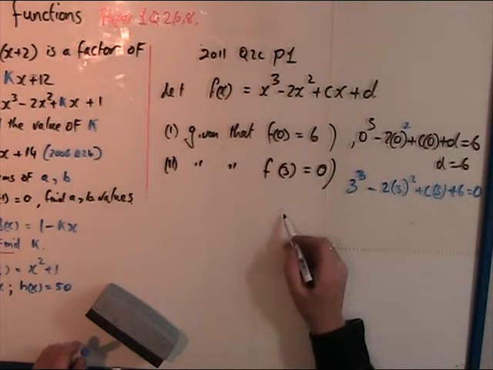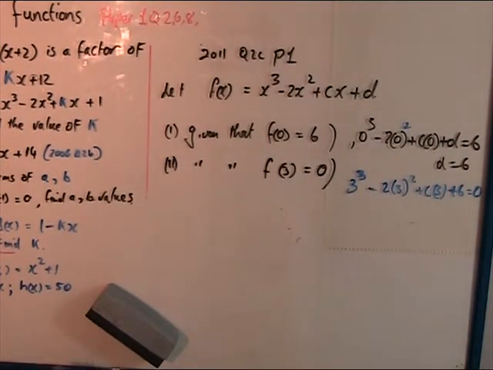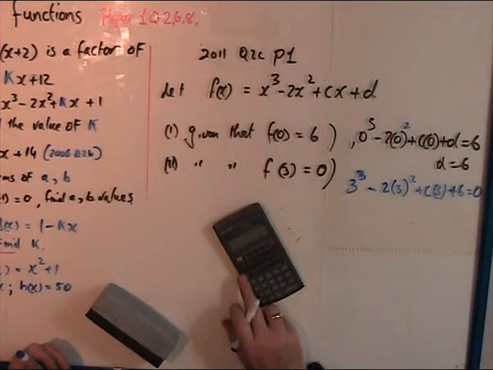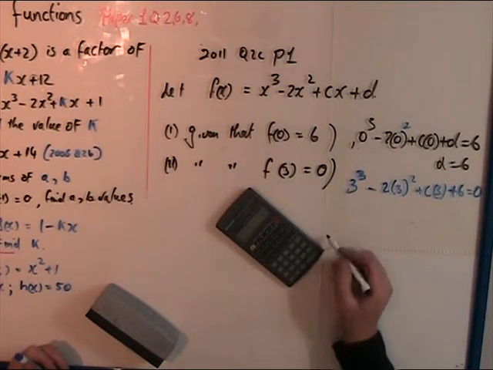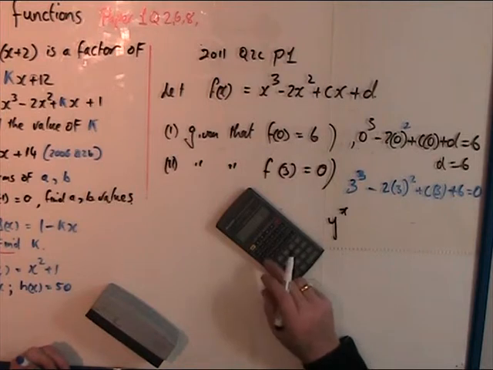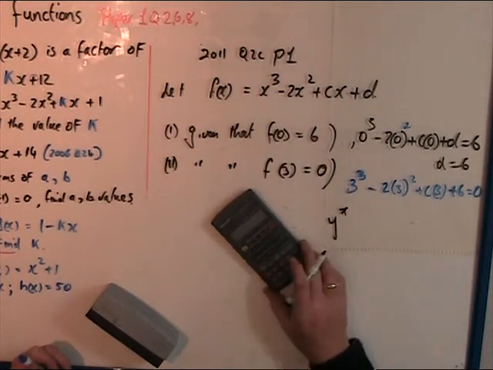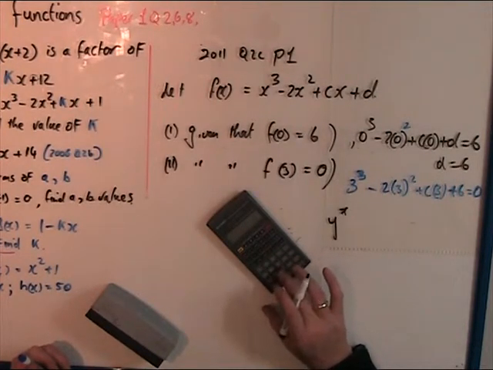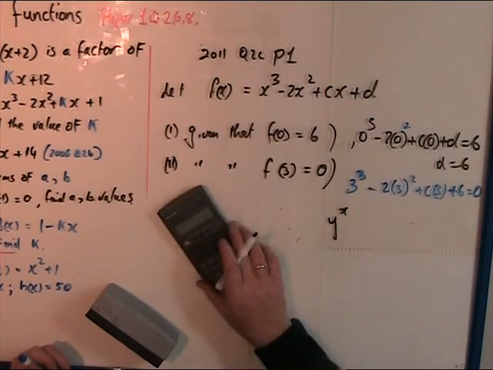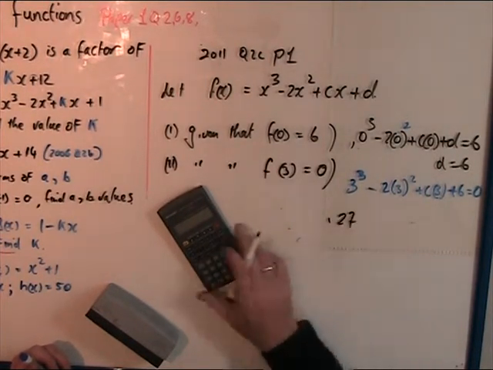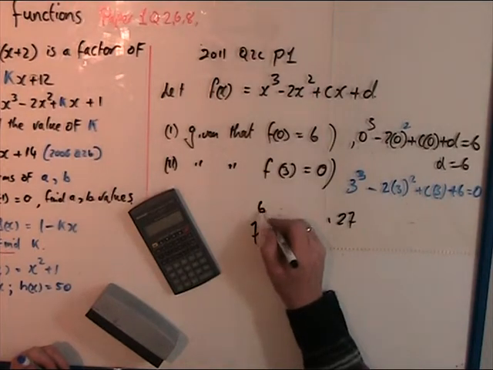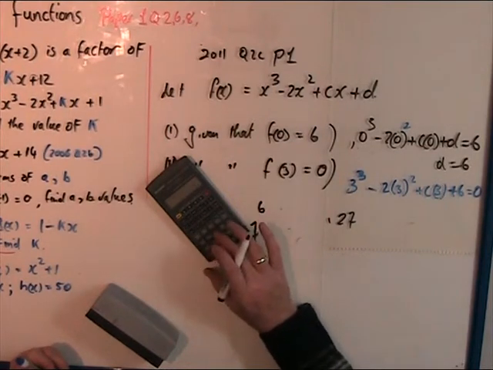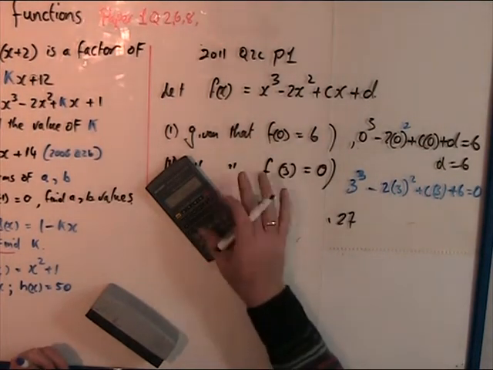3 cubed is, now I meant to tell you that in your calculator you have a function, and it's a y to the power of x function. You see this y to the power of x. Well, you put in the number and then you hit yx and then you put in the number you want it for. So 3 yx 3 equals 27. Now maybe I'll show you another one. Say 7 to the power of 6. So 7 yx 6 equals. Okay, that's a huge number there.